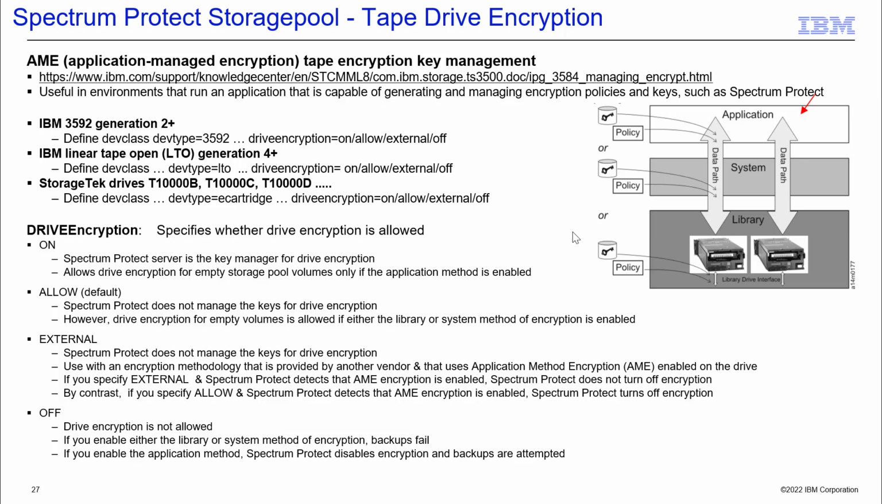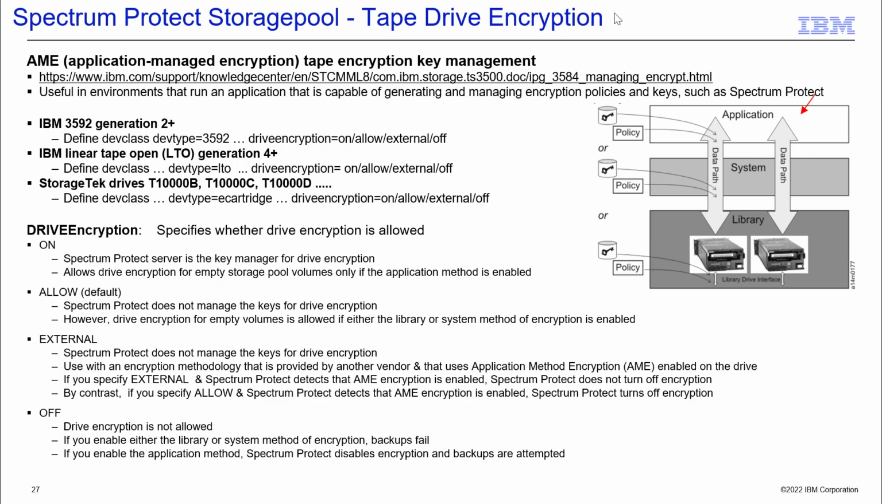That said, there is an application managed encryption for tapes called AME, and this key management works with the Spectrum Protect application and some specific libraries and devices. So with the IBM 3592 Generation 2 and beyond, with the IBM Linear Tape Generation 4 and beyond, and with some StorageTek drives, you're able to turn on this AME encryption, and that's done when you define the device class. You can add DRIVEENCRYPTION equals, and then either on, allow, external, or off.